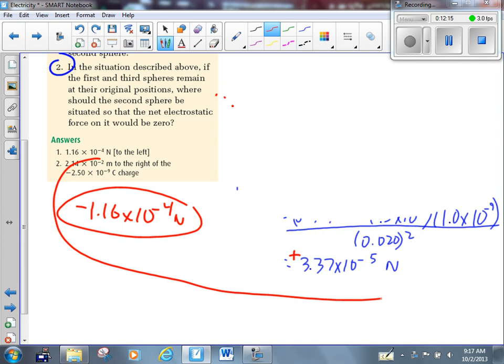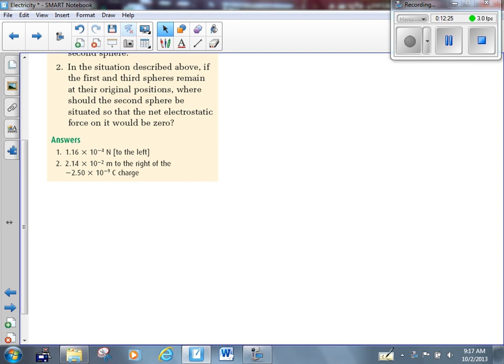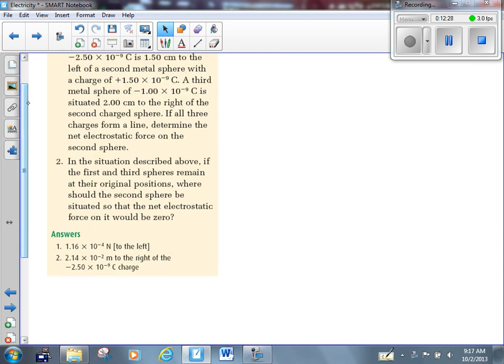Because it's a good exercise to go through, even if it's not a question that's going to appear on a unit test or an exam or whatever. Number 2 says, in the situation described above, the first and third sphere remain at their original positions. So we're going to put 1 and 3 here. We're going to draw those first.